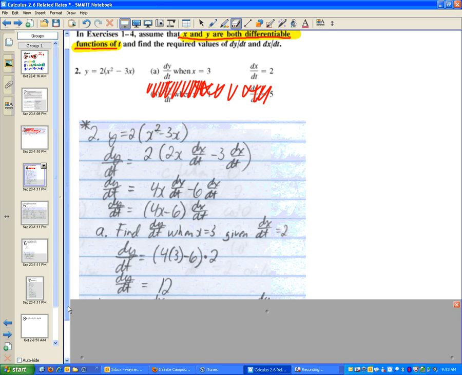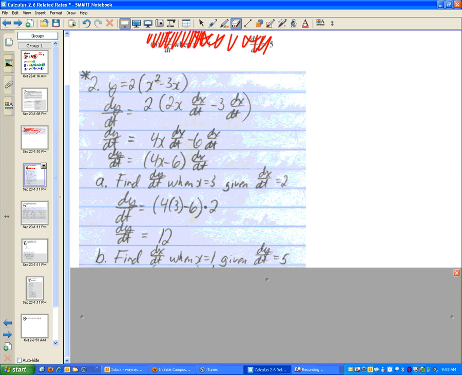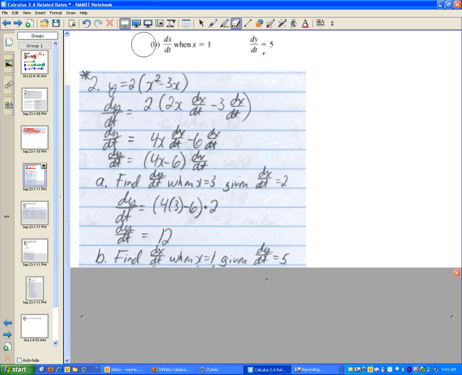All right, part B. Part B wants us to find dx dt when x equals 1 and dy dt equals 5. So look, this is our related rate equation. We're just using it for a second problem. We used it for problem A, now we're going to use it for problem B. So substitute in what they give us, and then we'll solve for whatever's left.